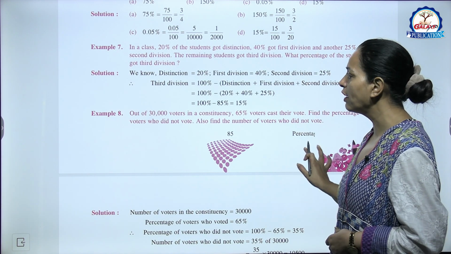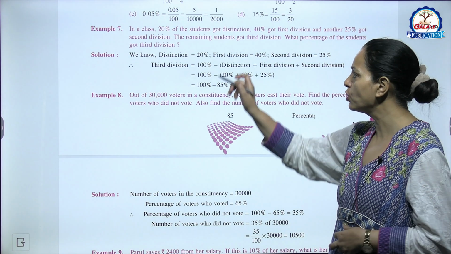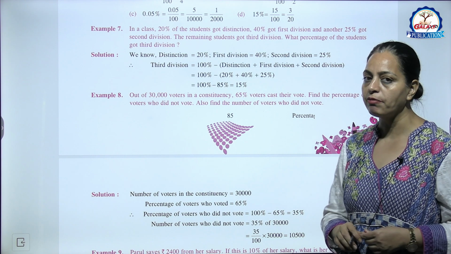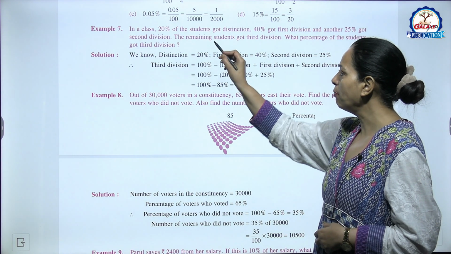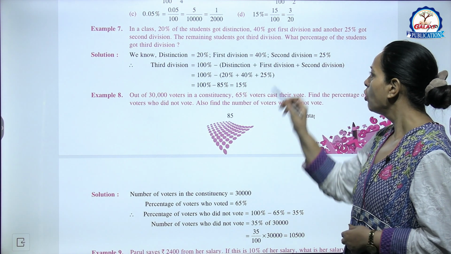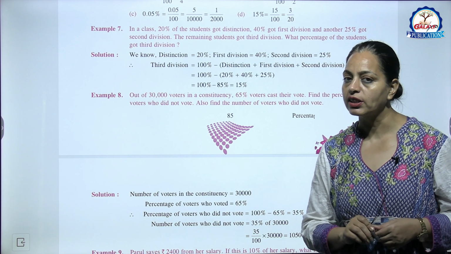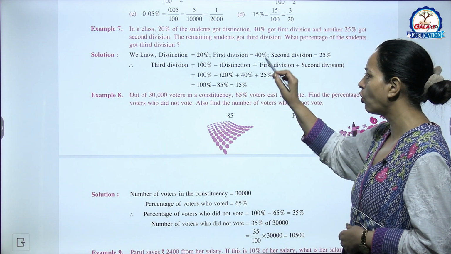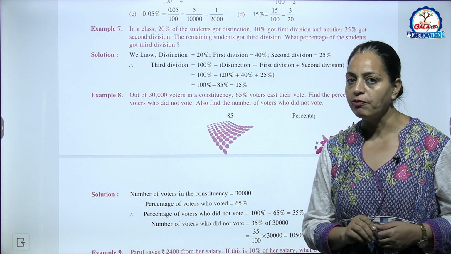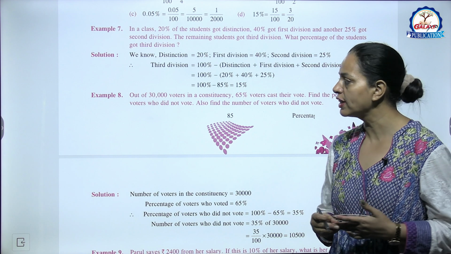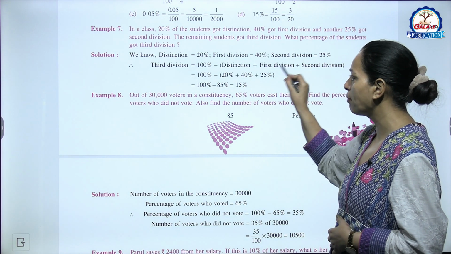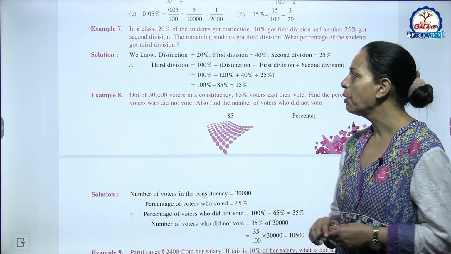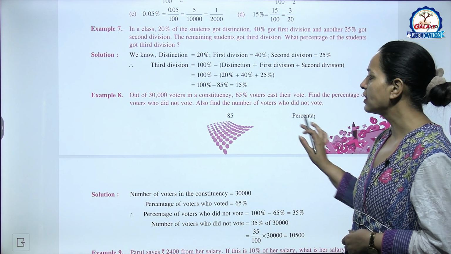Example 7, in a class 20% of the students got distinction, 40% got first division and another 25% got second division. The remaining students got third division. What percentage of the students got third division? So here distinction 20%, first division 40%, second is 25%. So remaining is third division. So 100 में से इन तीनों का sum minus कर देंगे. So 100 minus 85% means 15%. Okay. So answer is this one.